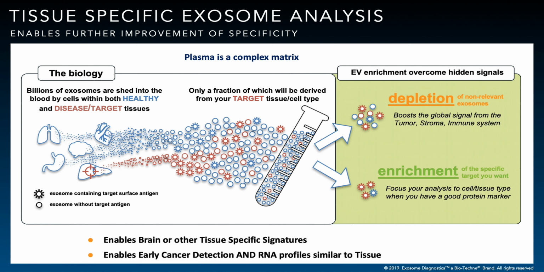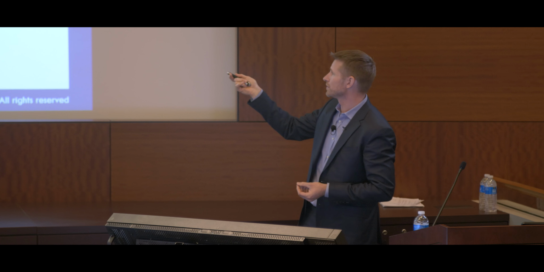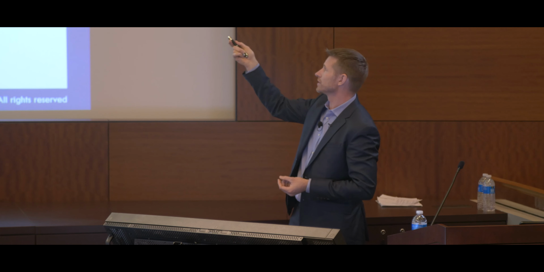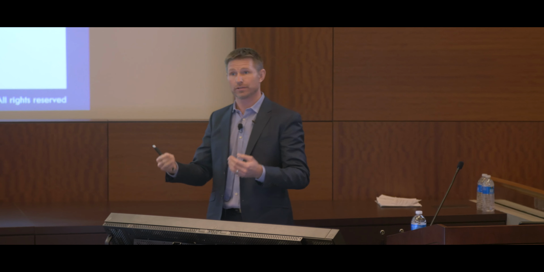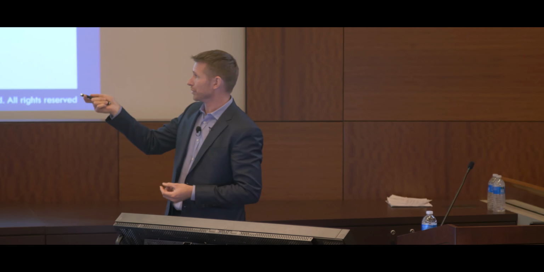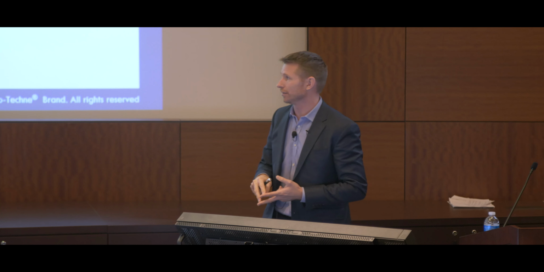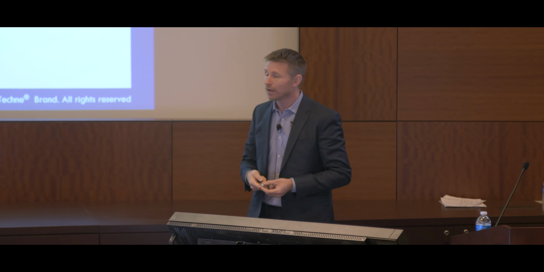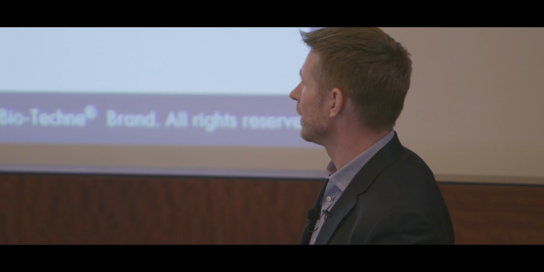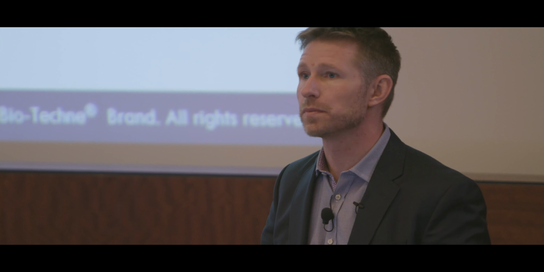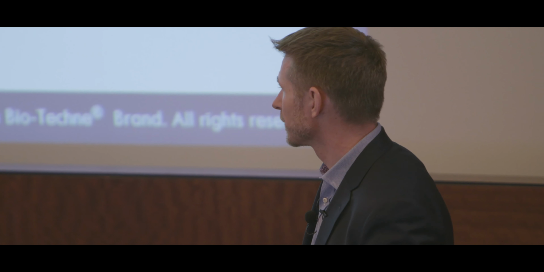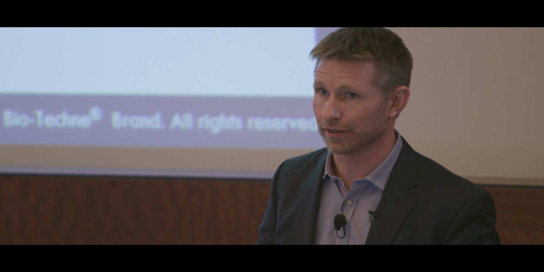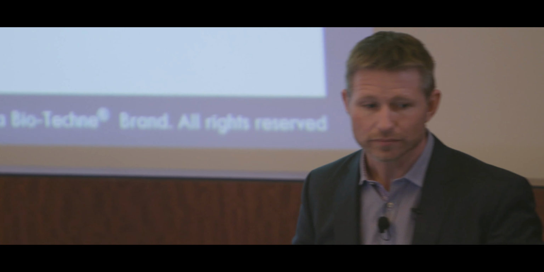You pull down the exosomes of interest with positive selection, or you use negative selection to remove noise in the system. If you know, for example, that the majority of the exosomes are coming from red blood cells and platelets, and those are not your target organs, then you can remove them with a negative selection. By utilizing these exosomal markers present on the surface of these vesicles, you can enable brain-specific or tissue-specific biomarker analyses. You can also enable earlier cancer detection using your liquid biopsies.